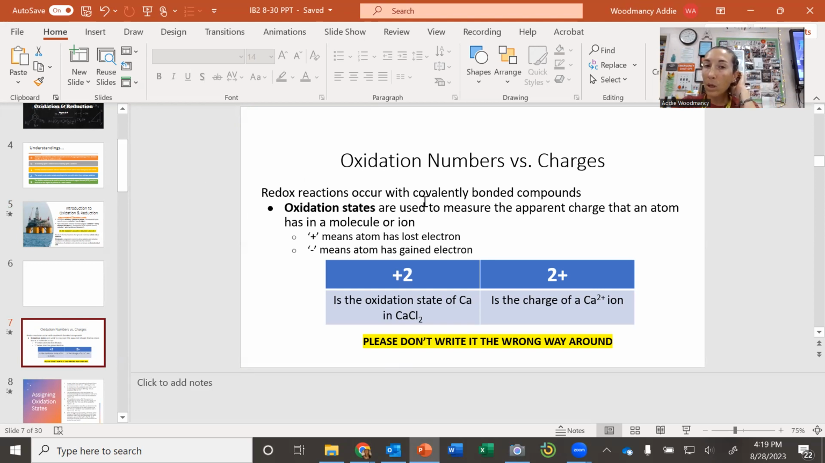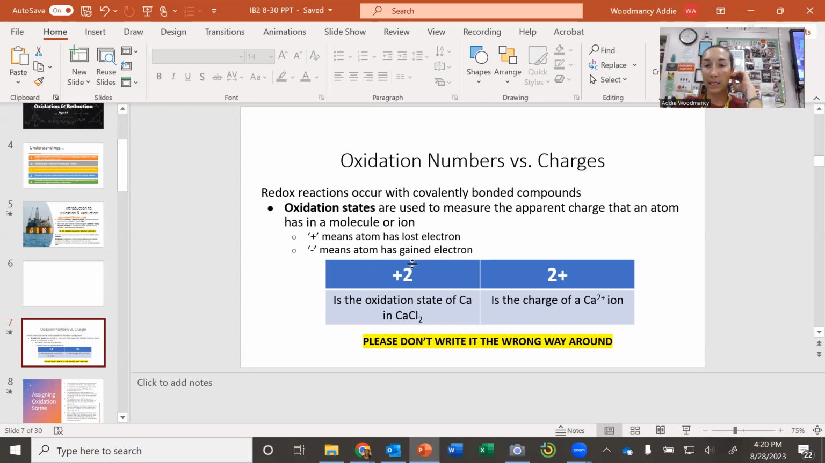So the plus and minus mean the same thing as when we were talking about charges last year. So a positive means that it's lost an electron, kind of like a cation is positive because it's lost an electron. Negative means it's gained an electron, just like an anion is negative because it's gained an electron.